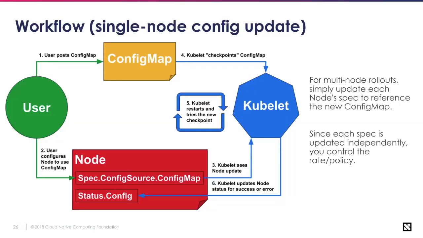So this workflow extends to multi-node rollouts. Instead of simply updating the spec for one node, you update it for all the nodes you want to refer to the new config map. Because you have control over which nodes refer to the new config when, you can control the rate and policy surrounding that rollout. Can I have the next slide?